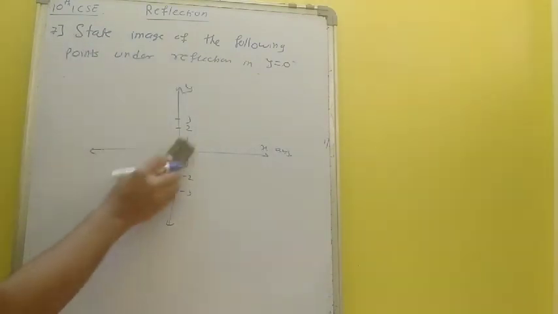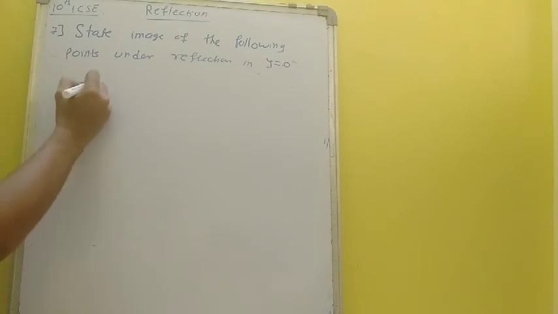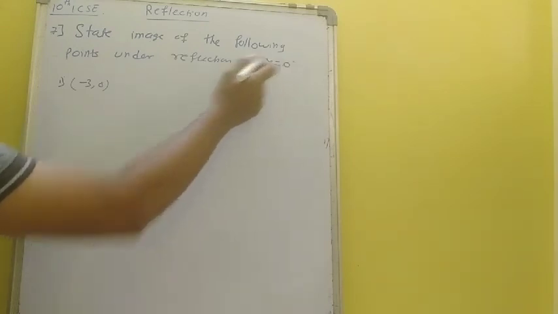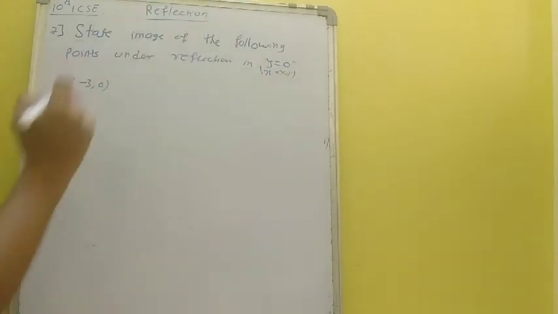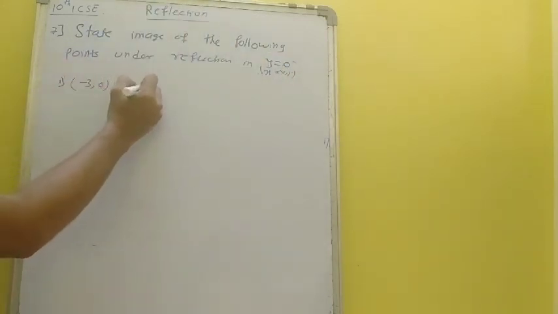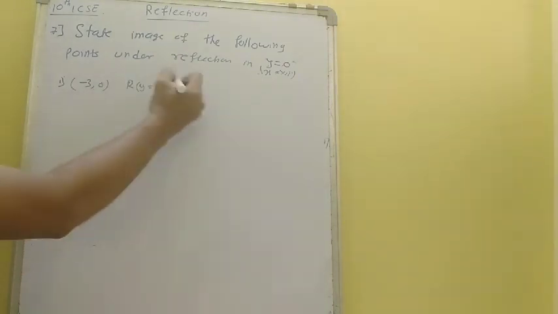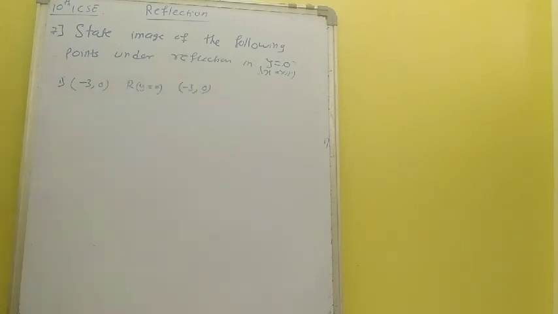Okay, now let's see what are the points given in the textbook. The first one is minus 3, 0. Reflection in y is equal to 0 is nothing but x-axis. Okay, so reflection in y is equal to 0, x-axis means y will change. So minus 3, y will change, but we have 0. We cannot change it. So it is 0 as it is.